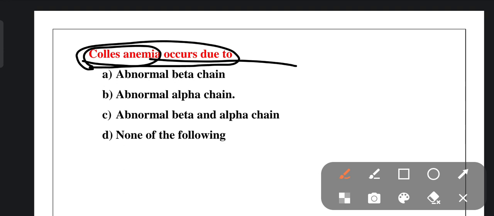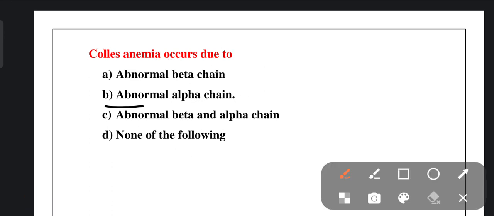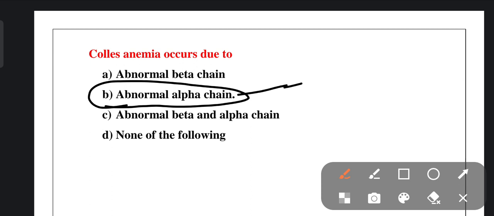Options are abnormal beta chains, abnormal alpha chains, abnormal beta and alpha chain, none of the above. So the right answer is abnormal alpha chain. When the person has alpha chain abnormality in the RBC, it can cause Cooley's anemia.